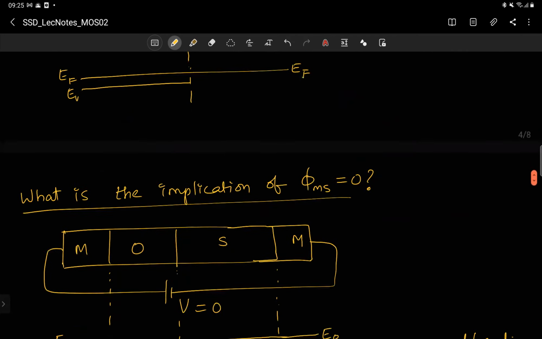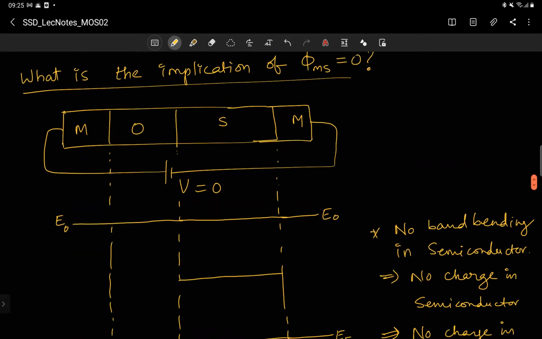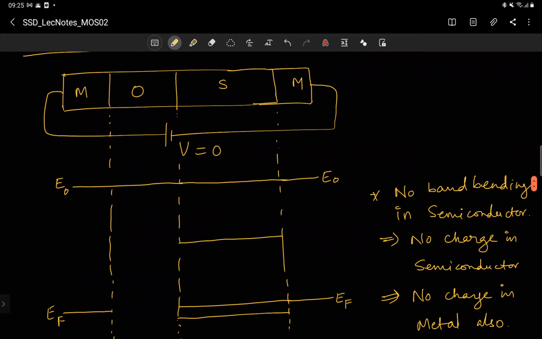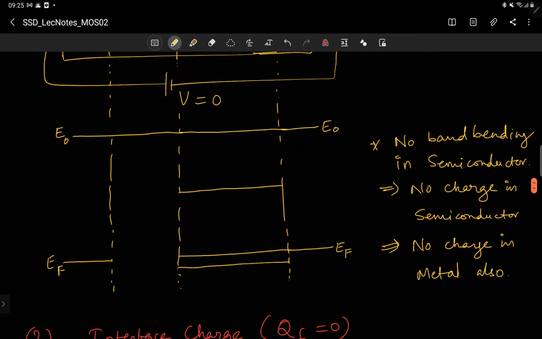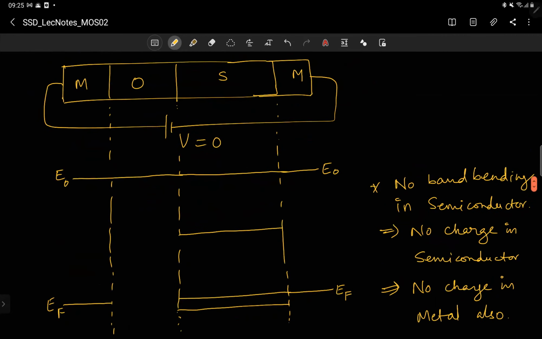So what is the implication of phi ms equal to 0 then? If you apply V equal to 0 like this and try to draw the band diagram for the MOS, what should you draw first? The Fermi levels you should align. So this is the Fermi level EF. For S and M, ideal phi ms equal to 0, so they are aligned beforehand. All right, so V equal to 0.